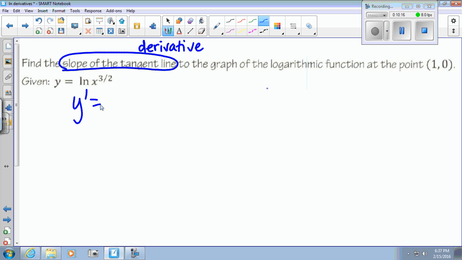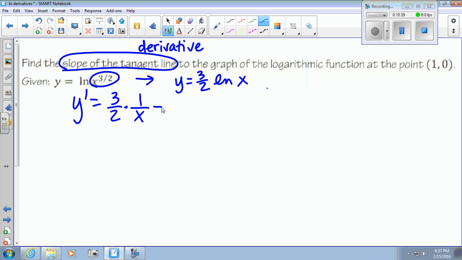We're going to say y equals, okay, my function is x to the 3/2, and I can actually rewrite this again. Using my properties, I can make that y equals 3/2 times ln of x, because the exponents can come to the front and multiply. So 3/2 times the derivative of ln of x, which would be 1 over x, gives me a derivative of 3 over 2x.